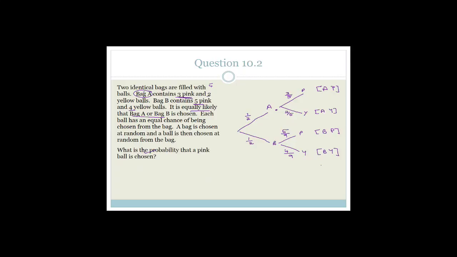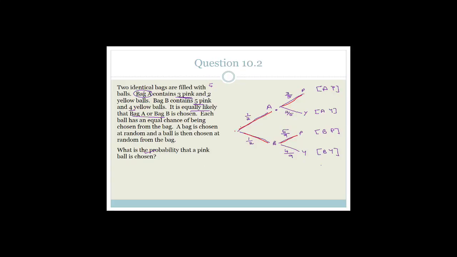Now it says, what is the probability that a pink ball will be chosen? So now we're looking for a pink ball in total, right? That means we need to work out going along this path, or that it could go, wait, let me change color. Do you agree to get pink here, we need to go along this path and then that path? And to get pink here, we need to go along this path and that path.